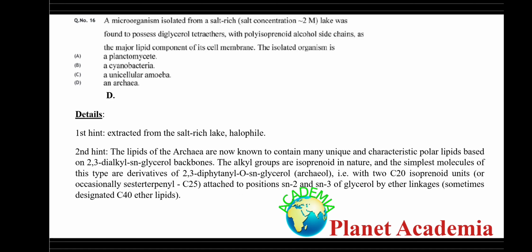Going to the 16th question. A microorganism isolated from a salt rich lake, where the salt concentration is nearly 2 molar, is found to possess diglycerol tetraethers with polyisoprenoid alcohol side chains as a major lipid component of its cell membrane. The isolated organism is one of the following.